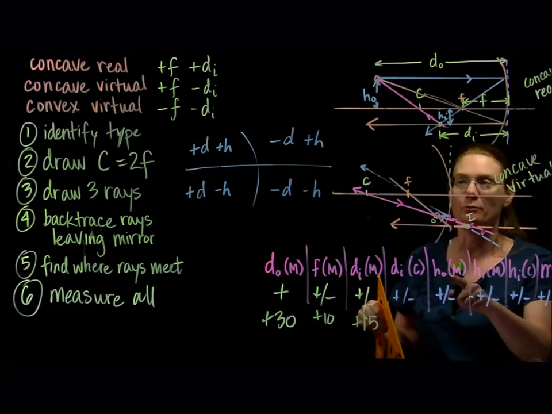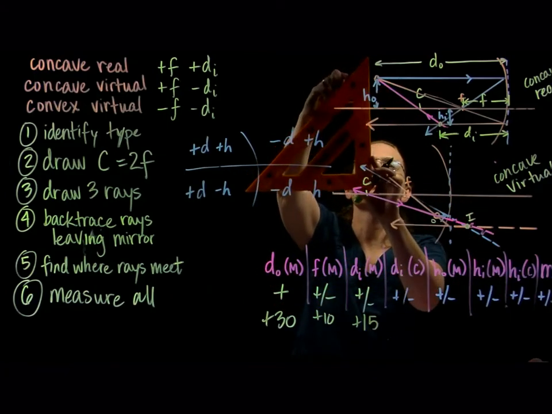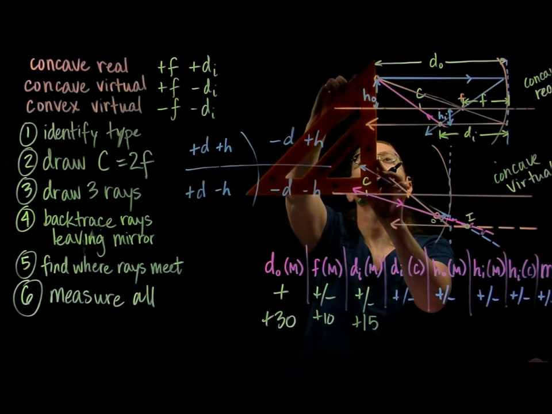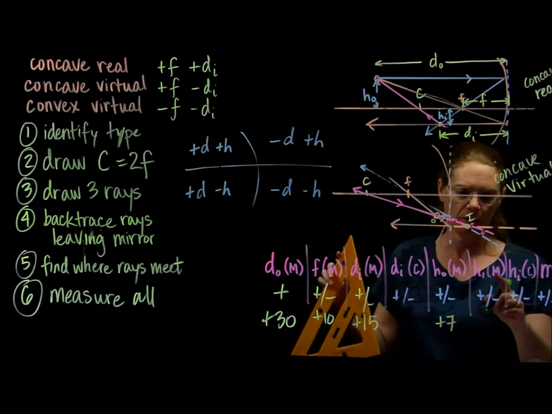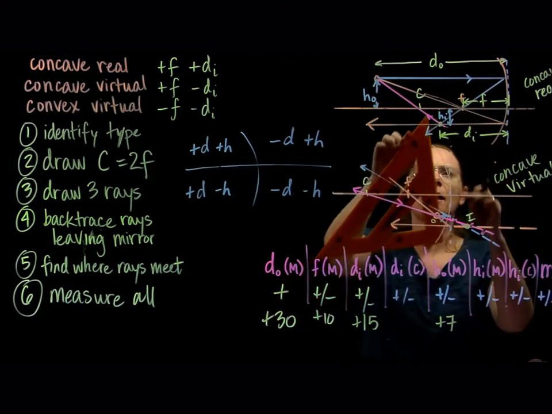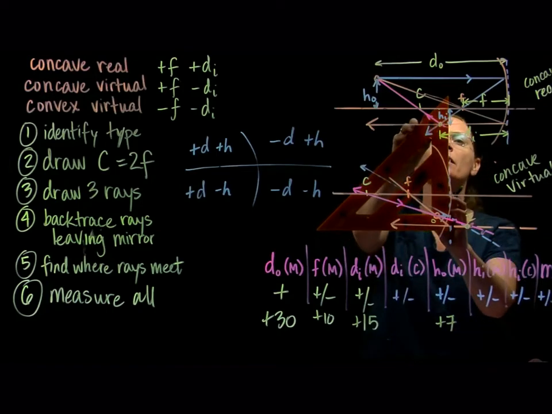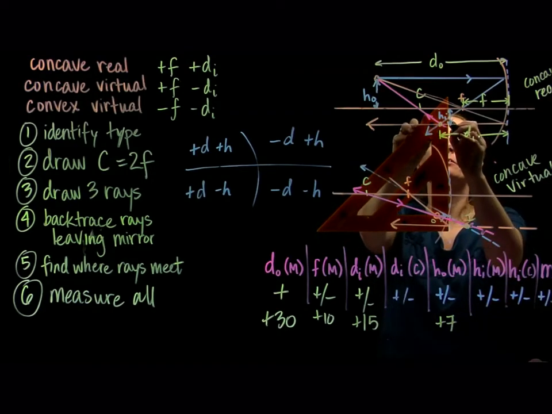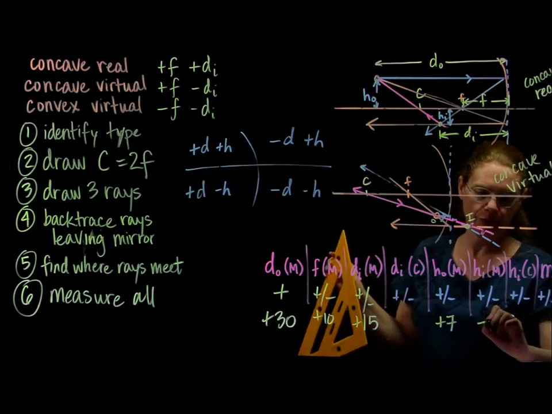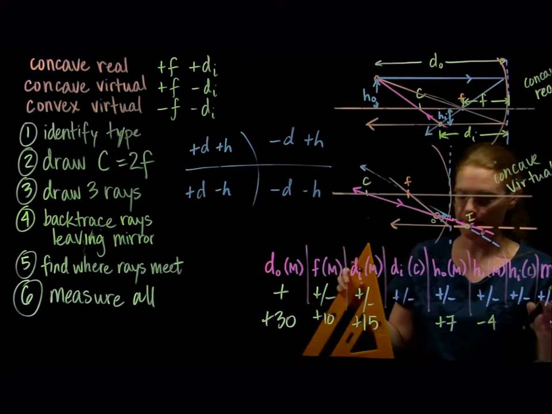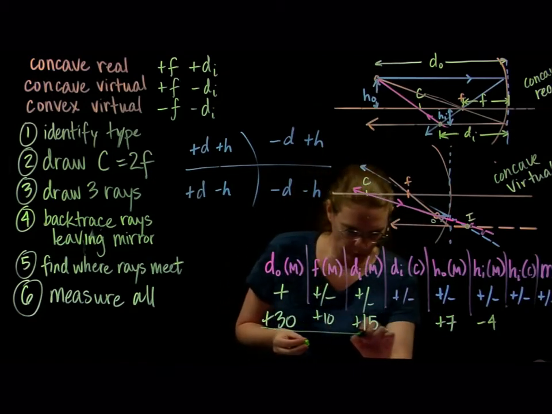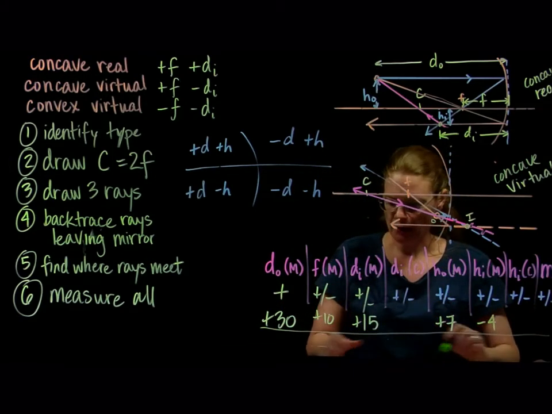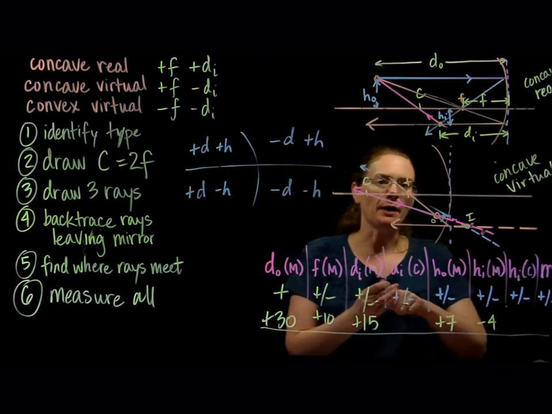HO, the height of the object. That's this right here. 7, and it's up, so plus 7 centimeters. Height of the image, down, so what do I have here? 1, 2, 3, 4. Negative 4. We're going to calculate that and calculate that. For the second, let's see if I can get this all on here. For the second one, let's see what we've got.